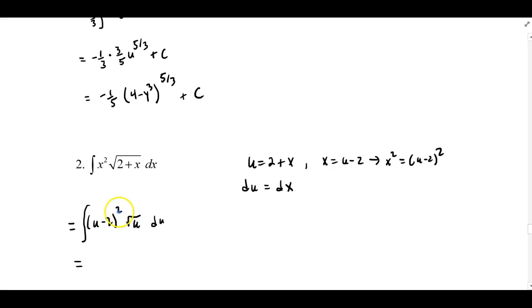And then now what we're going to do is multiply this out. So we get u squared minus 4u plus 4 times u to the half du.